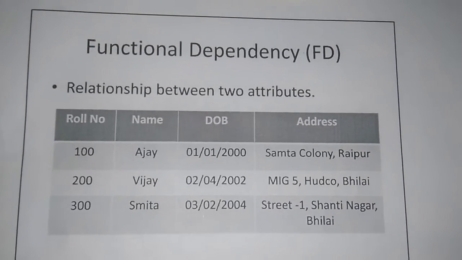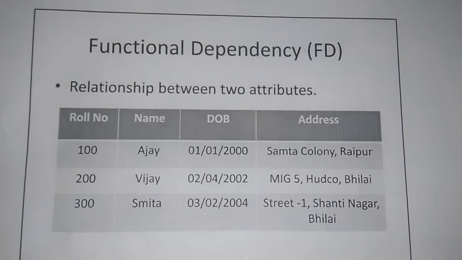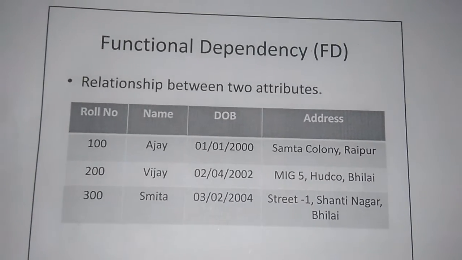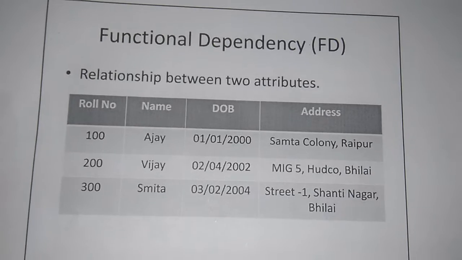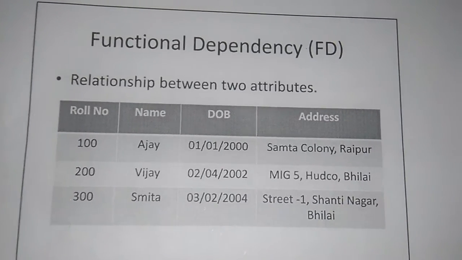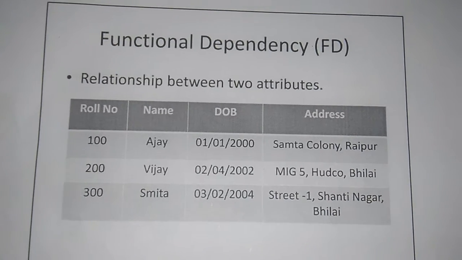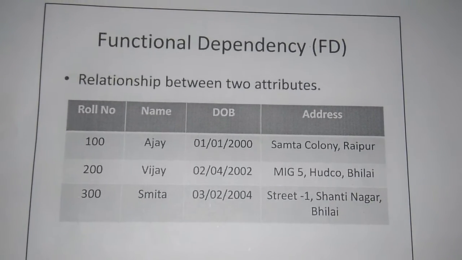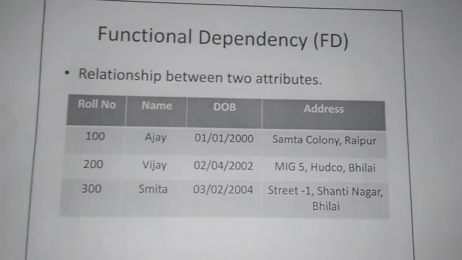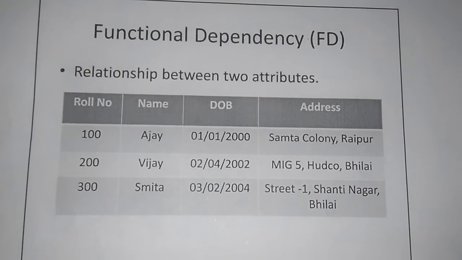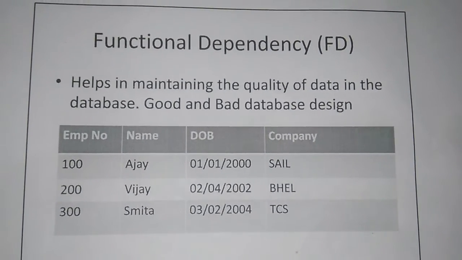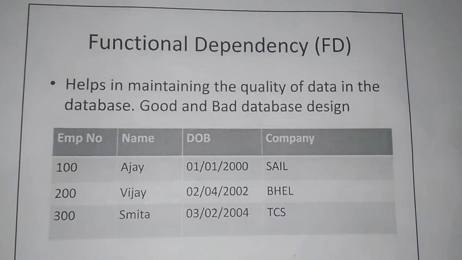Functional dependency is a relationship that exists between two attributes. For example, suppose we have a student table with attributes roll number, name, date of birth, address. Here the roll number attribute uniquely identifies the name attribute of the student table, because if we know the roll number, we can tell the student name associated with it. Functional dependency helps in maintaining the quality of data in the database.